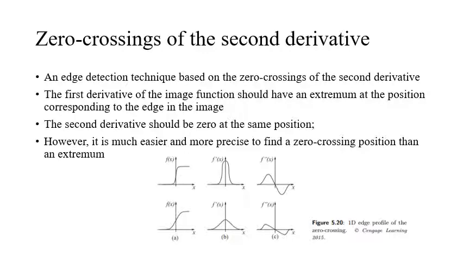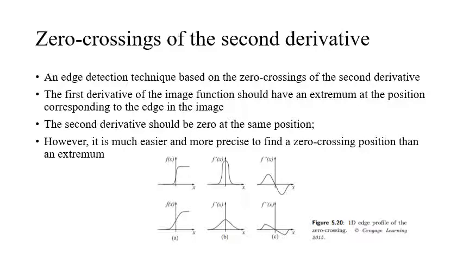An edge detection technique based on zero crossings of the second derivative uses the fact that a step edge corresponds to an abrupt change in the image function. So, if we consider the first derivative of the image function, it should have an extremum at a position corresponding to the edge in the image. That is, a maxima or a minima at the position corresponding to the edge. So, the second derivative should basically be zero at the same position. By finding the first and second derivatives, we can determine the edge.